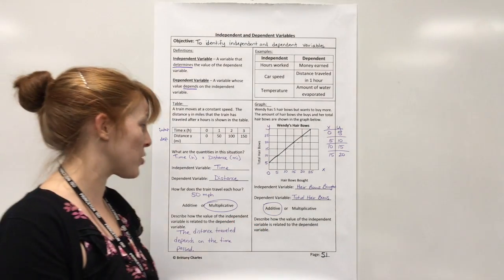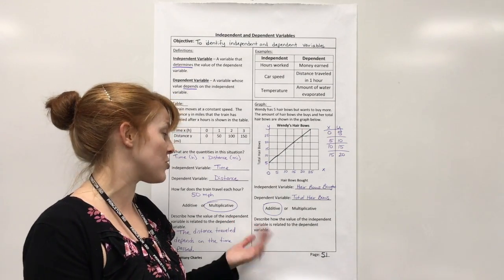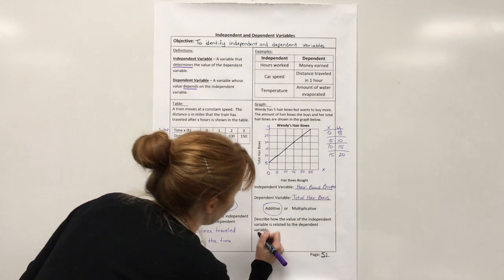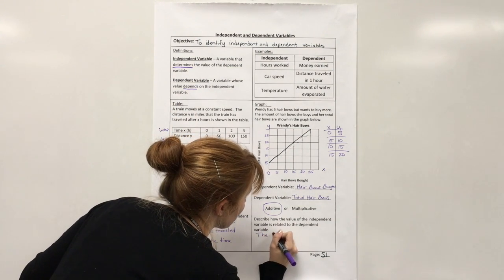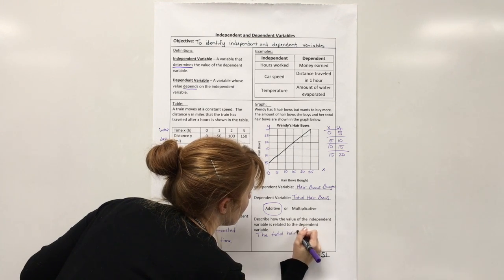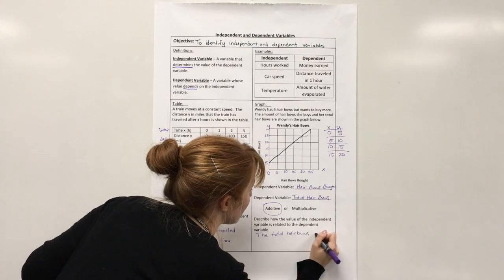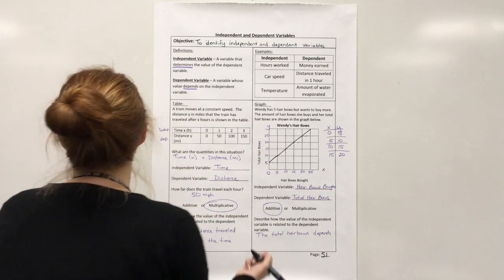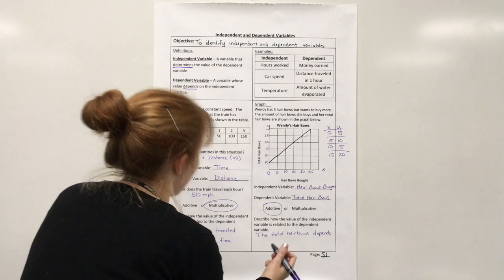Now describe how the value of the independent variable is related to the dependent variable. Well, I can say the total hair bows depends on the hair bows bought.